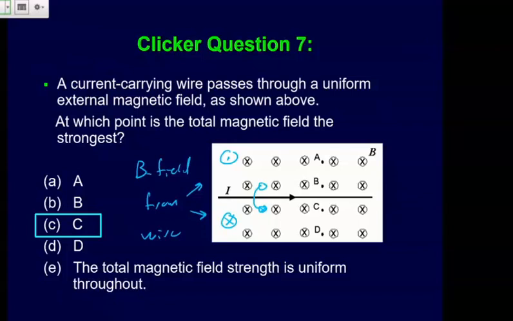Questions here? Again, anybody want to explain or have a question about why E is not the answer? So E, there's an external magnetic field caused by something else, but then we've got to arrange that with what we know will be the magnetic field from the wire to figure out what the total would be.